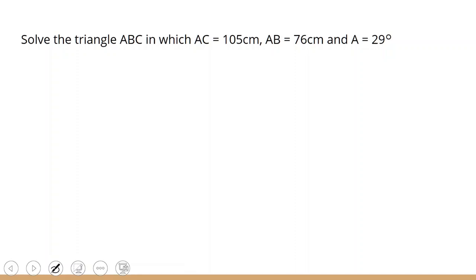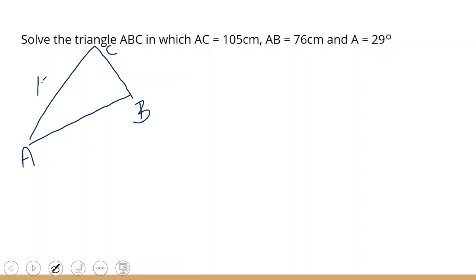So, again, one of the easiest ways to start us off is to actually draw it, since without drawing it, it can be hard to picture what we're trying to do. So I'm just going to go ahead and sketch my triangle over here. I have A, B, and C. Okay. And so AC is given as 105. And then AB is given as 76. And the angle in between is 29.